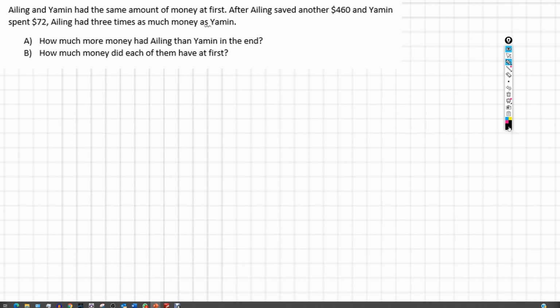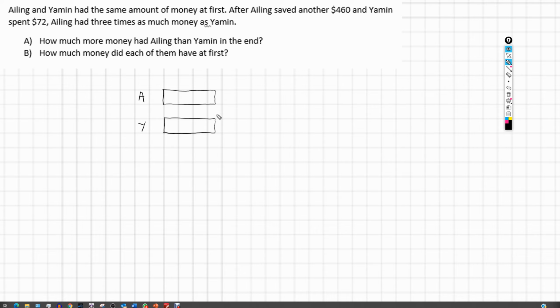Okay, so I'm going to be drawing a bar for each of them. So we've got Ailing and Yamin. Okay, so let us start. So what I'm going to do is draw something and it's an arbitrary size. This is how much Ailing has at the beginning, and at the beginning they have the same amount of money. So I'm going to draw that. This is not to scale, not to any kind of scale.